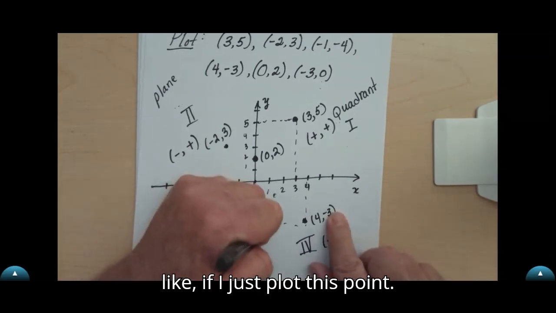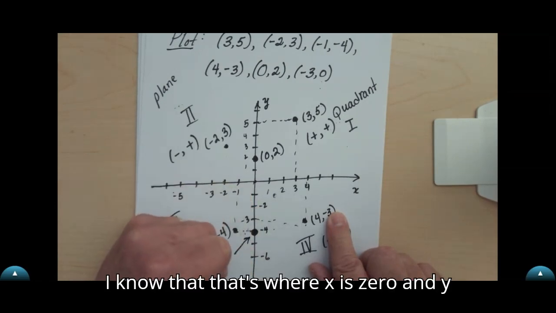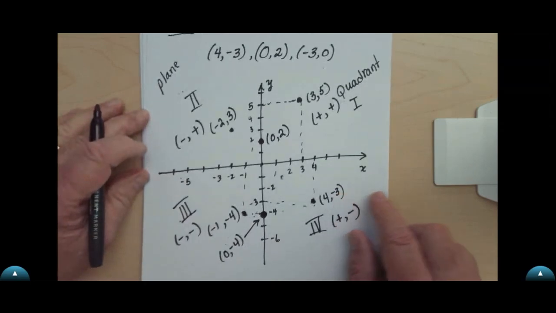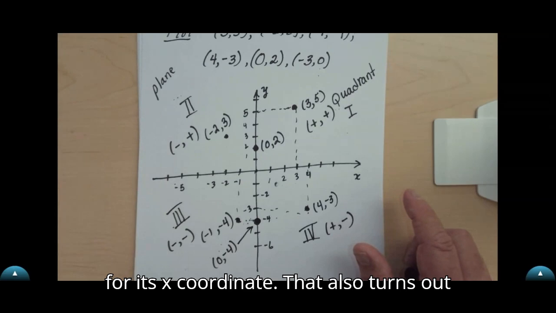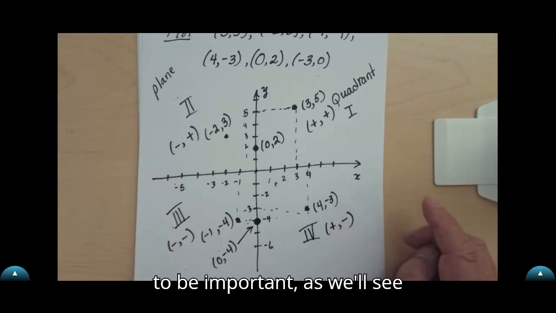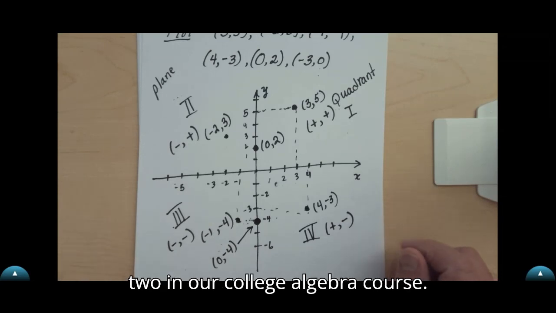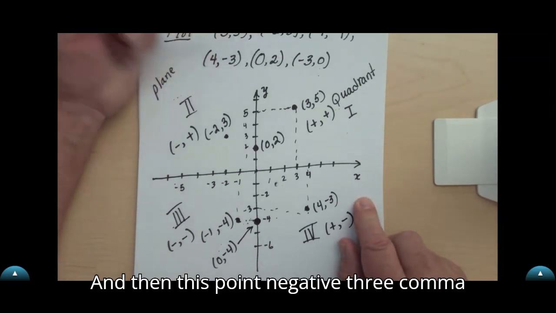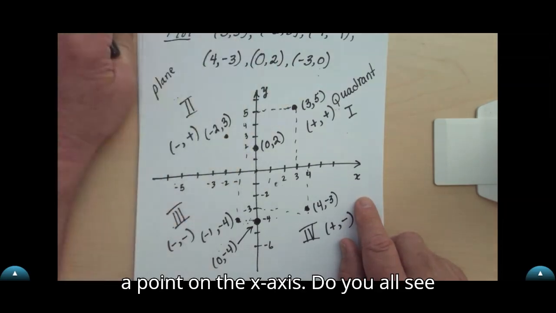So if I just plot this point, I know that that's where x is 0 and y is -4. Everybody see? So every point on the y-axis has 0 for its x-coordinate. That also turns out to be important, as we'll see, particularly in section 3 of chapter 2 in our college algebra course. And then this point -3, 0, that's going to actually be a point on the x-axis.